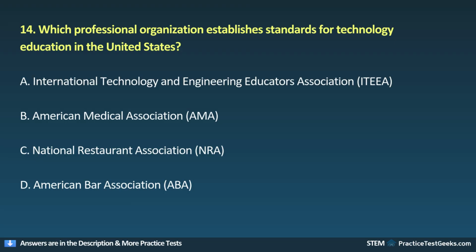14. Which professional organization establishes standards for technology education in the United States? A. International Technology and Engineering Educators Association, ITEEA. B. American Medical Association, AMA. C. National Restaurant Association, NRA. D. American Bar Association, ABA.